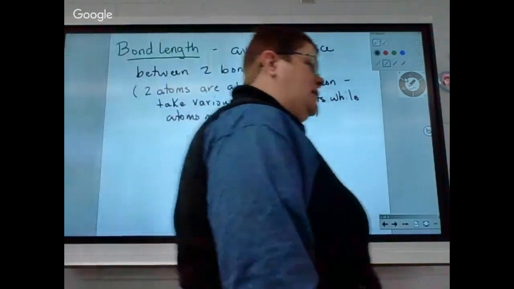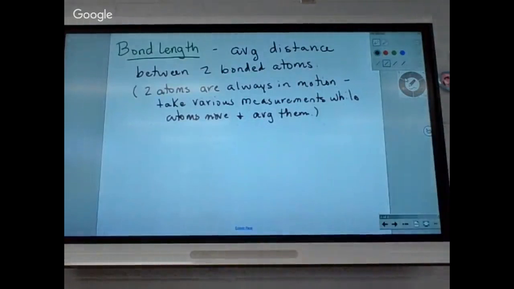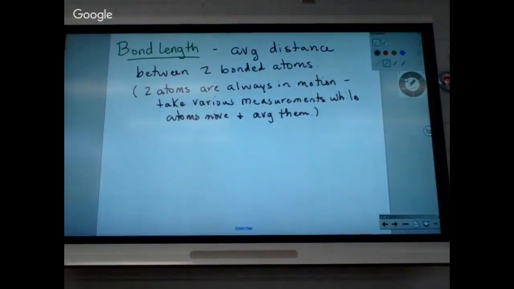Okay? Because atoms are never still. I mentioned this at some point. We're going to talk about this again when we do the gas laws. Atoms are never still. They're always in constant motion. And because they're always moving, you can't measure the distance definitively between one atom and another. So you have to take various measurements between them, and then you average those measurements to get a distance.